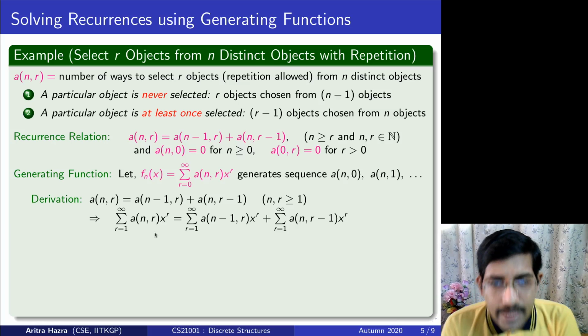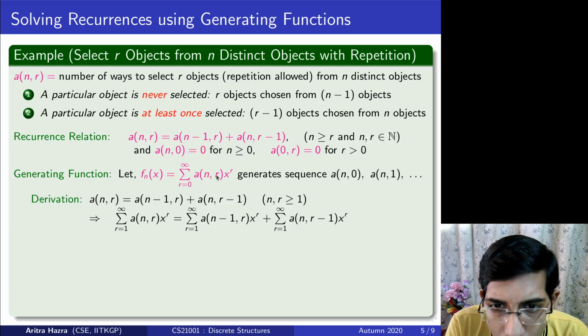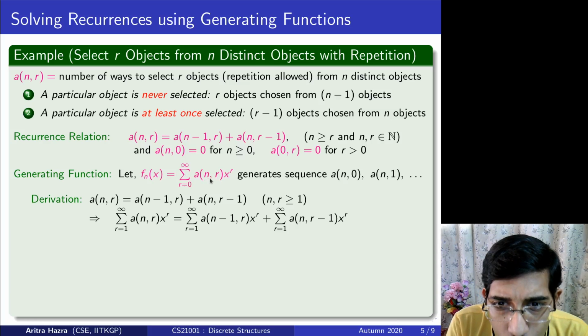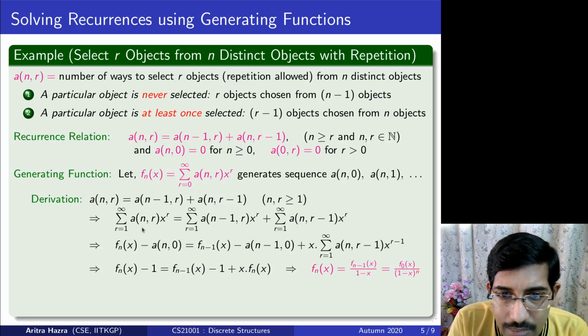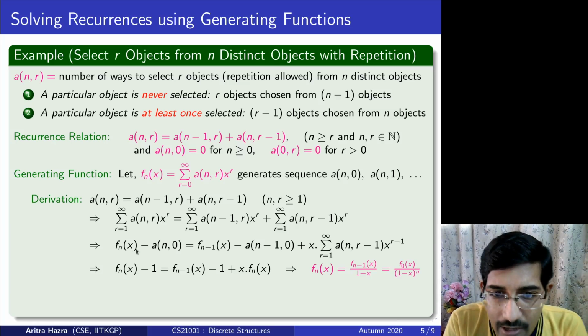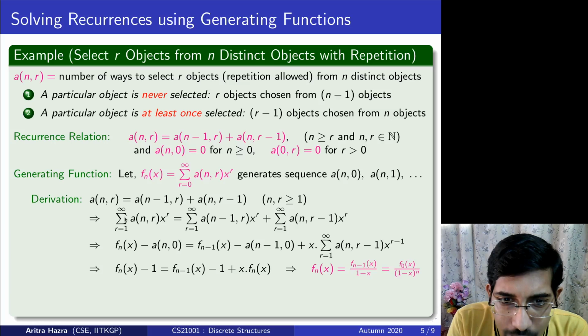What does it say? That this expression is the generating function for this. So this is the generating function for f_n(x) minus the term when r is 0. So minus a(n,0) x to the power 0, which is 1. So this is nothing but f_n(x), where you included r from 0 to infinity. So I just have to subtract it.